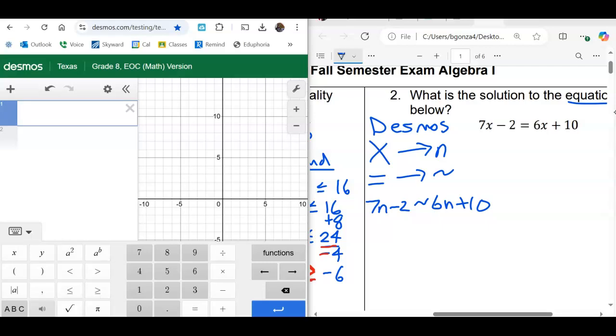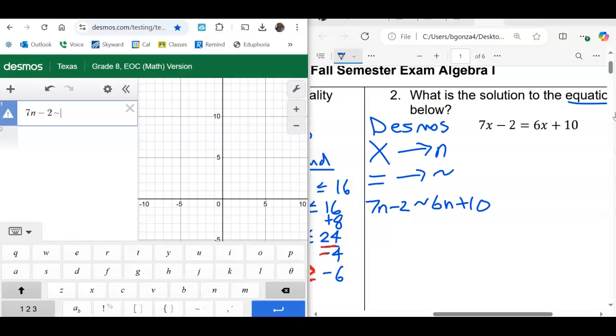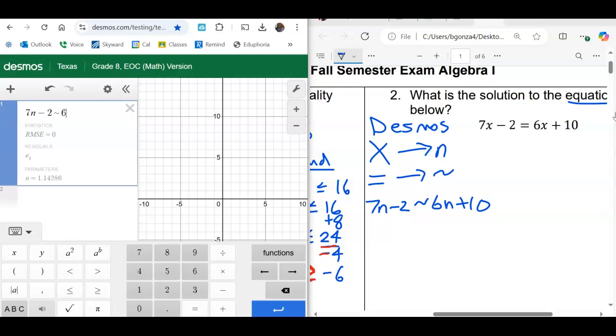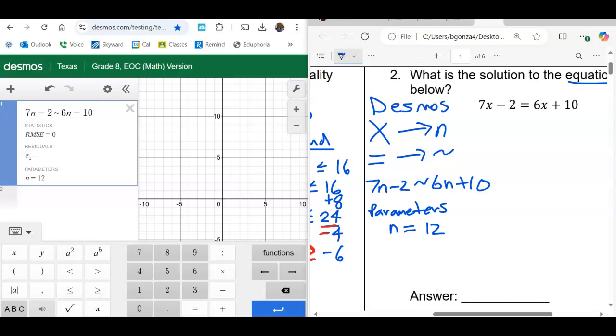Here we go. 7n minus 2 squiggle 6n plus 10. When I do that under parameters, it says n equals 12. That's what I wanted to know, what n is. So that means the original equation, that's what x is. X is 12 using Desmos, okay?